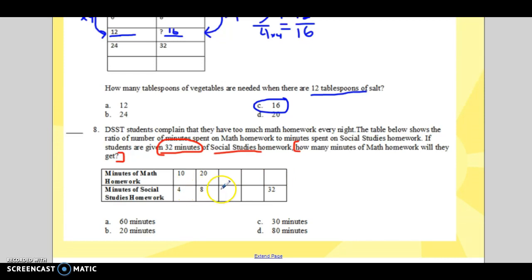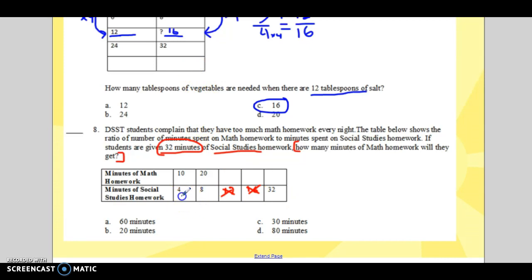4, 8, 12, 16. Wait a minute. 20 should be the next thing here, but this is not 20. So this is not right. They are not counting by 4s here. They're doing the same thing that they did up here, and they've got a different number going on.